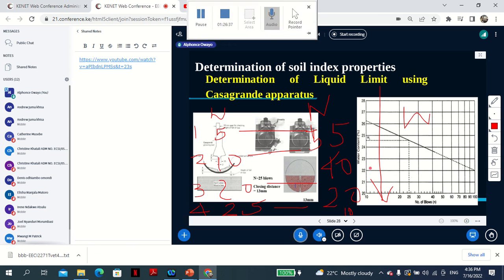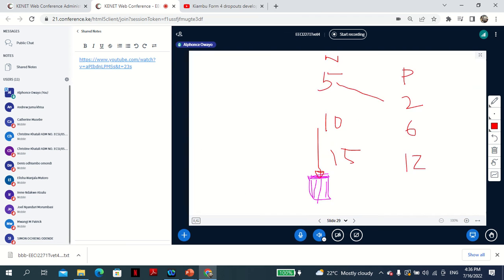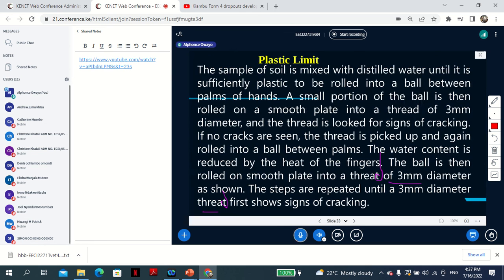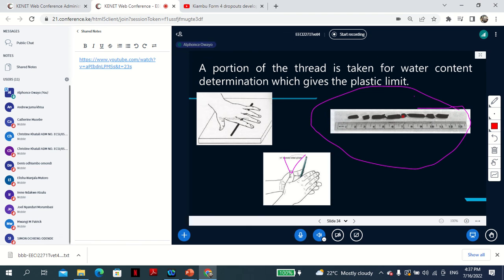So it's prudent. It always helps, when you're doing the Casagrande or the liquid limit, to use the one with the highest water content to determine the plastic limit. So once you get to this point, you put it in a container and take it to the oven. Excuse me, and then you determine the water content as has been elucidated.